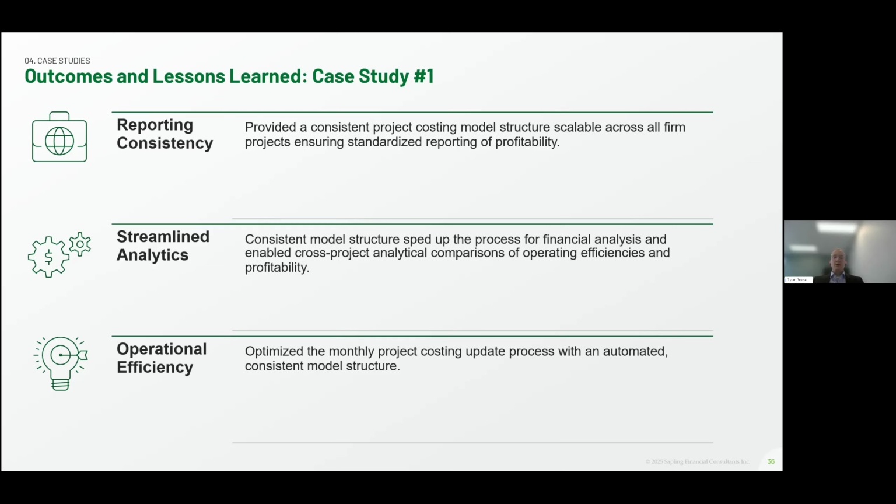Secondly was streamlined analytics. By using a uniform model structure, the team was able to speed up financial analysis and enable cross-project comparisons. This made it easier to identify trends in efficiency and profitability across different jobs. And thirdly was operational efficiency. The automated, consistent model structure significantly improved the monthly update process for project costing. What used to be a manual, time-intensive task became a streamlined and repeatable workflow. Together, these outcomes show how a well-designed model can drive better reporting, smarter analytics, and operational gains at scale.